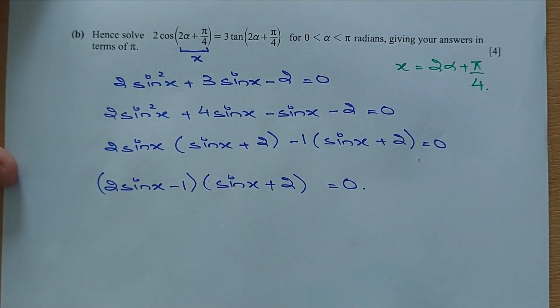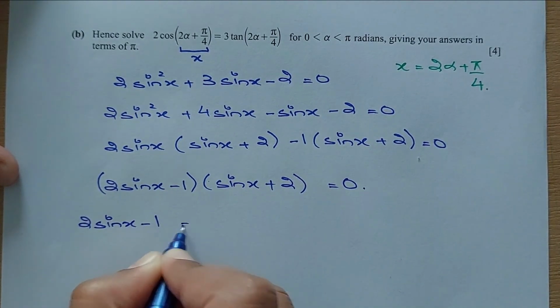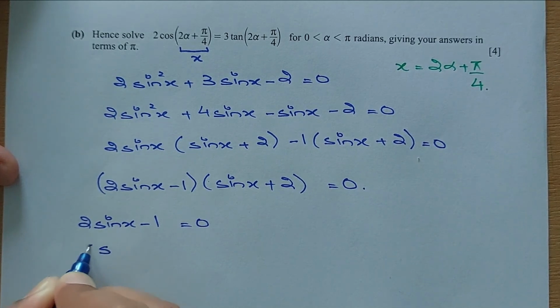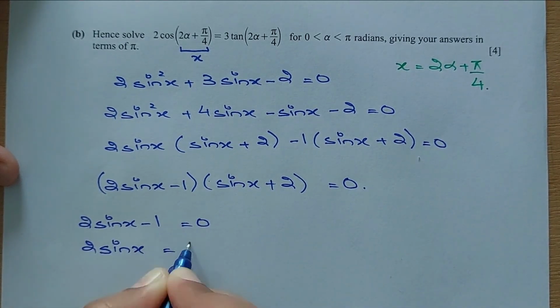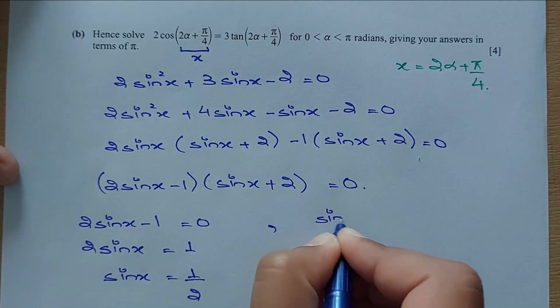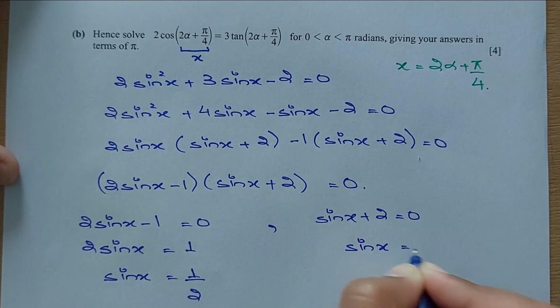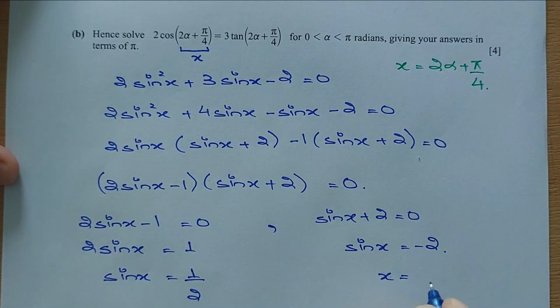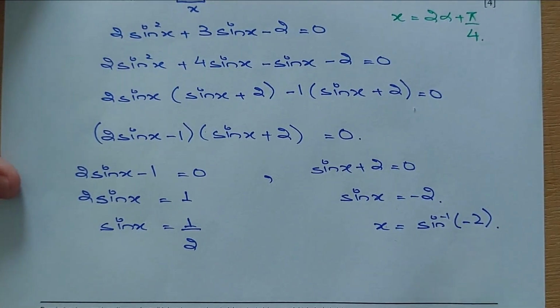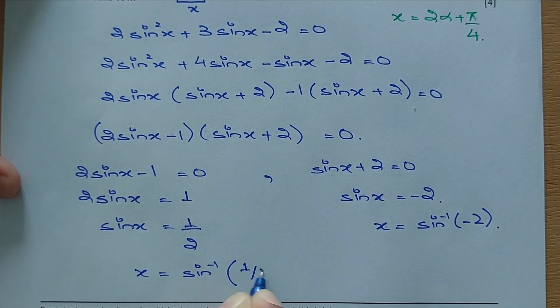So let me put both the factors separately equal to 0. So first is 2 sine x minus 1 equals 0. So 2 sine x equals 1, and sine x equals 1 by 2, right? And from here we have sine x plus 2 equals 0, sine x equals negative 2, and x is sine inverse of negative 2, right? And from here we will get x equals sine inverse of 1 by 2.